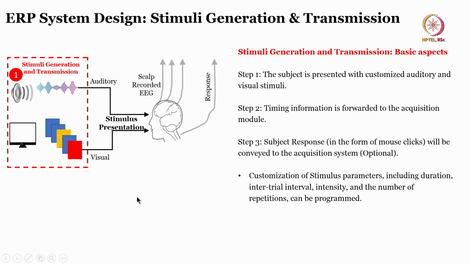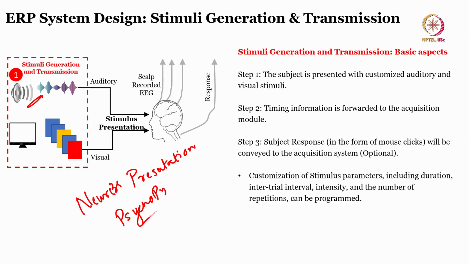First, as I mentioned, it starts with stimuli generation, and it needs to be customized. You can see here using a speaker and all, if you want to generate a sound, then its script needs to be written. There are several softwares. One is known as Presentation. You need to take a license for that. It is from Neurobehavioral Systems, NBS. Then you can even go for PsychoPy, Python based software to generate different kinds of stimuli.